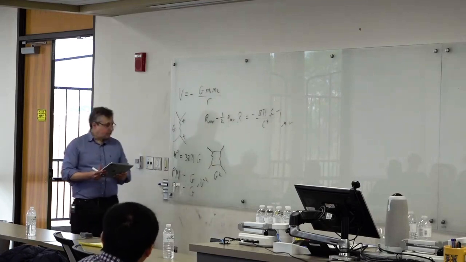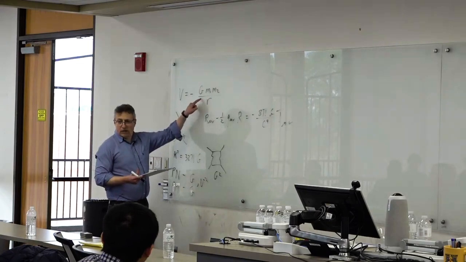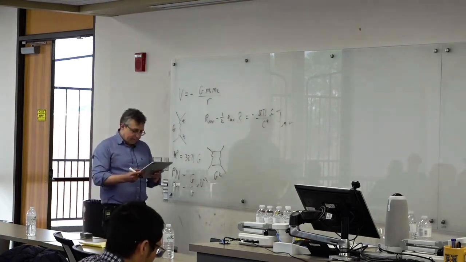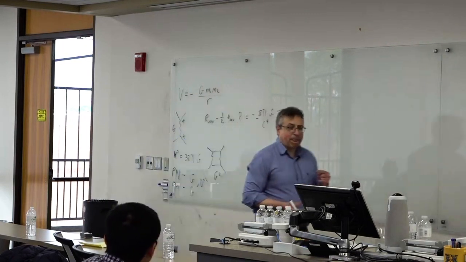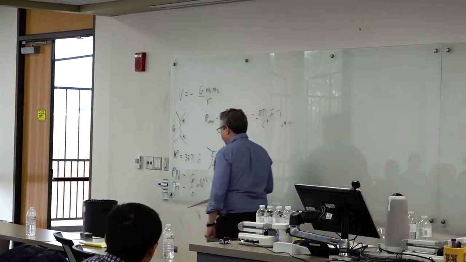Okay? And that's what we will calculate. We will calculate the corrections to this, all orders in velocity. Okay? Now, before we do the case of general relativity, let's do electromagnetism.